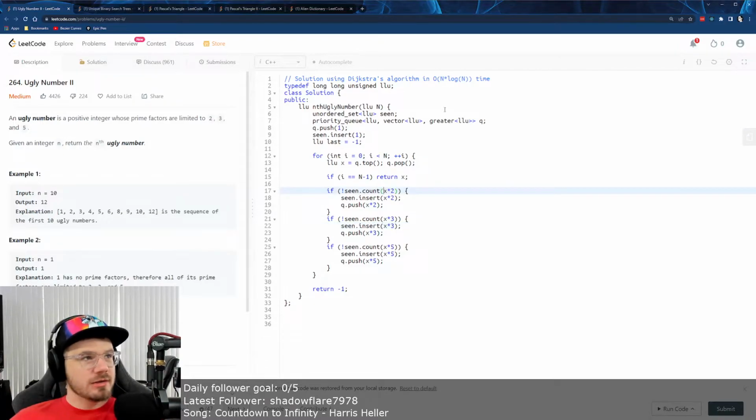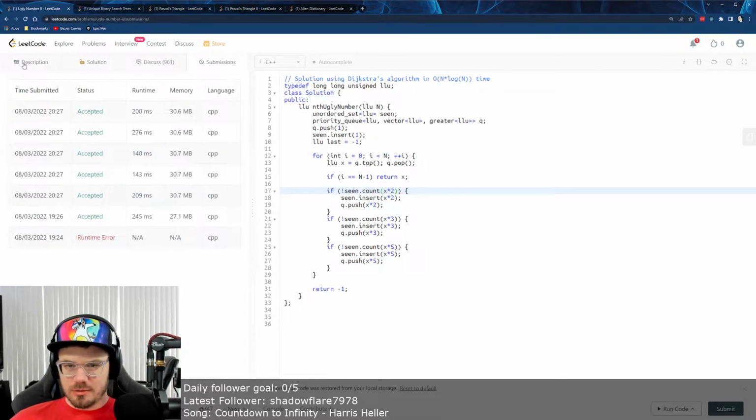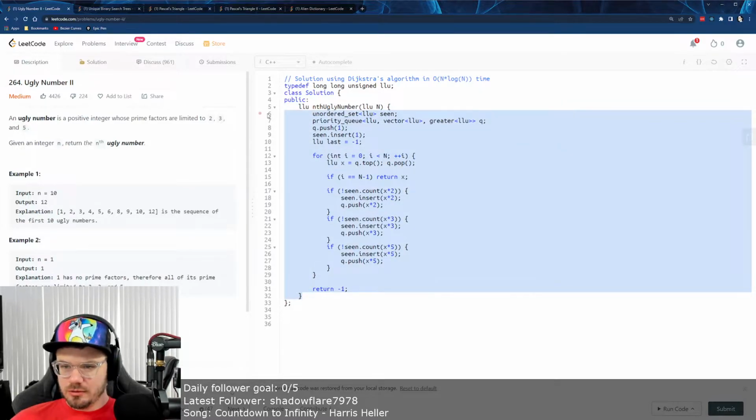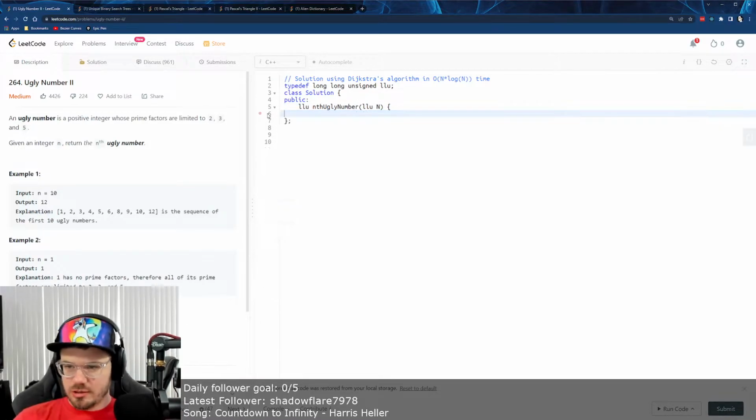All right, so back to this problem. This is my heap solution, which does get accepted, but the runtime is slow. So I'm going to try to solve this again right now using DP. I already know how to do it. I'll try to explain what's happening along the way though.